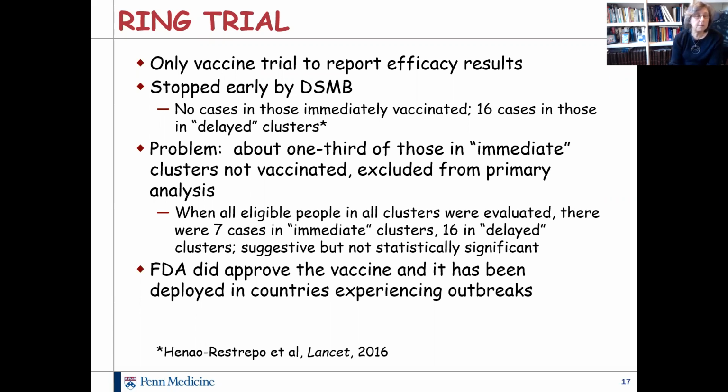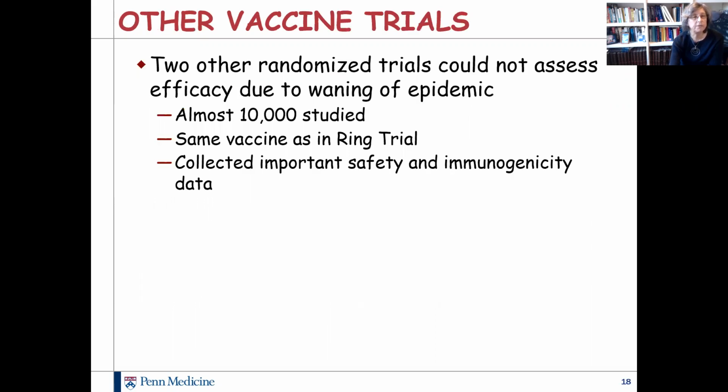When you included them, then there were 7 cases in the immediate clusters and 16 in the delayed clusters. So this was suggestive, but it didn't reach statistical significance. Nevertheless, the vaccine did get approved by the FDA, and it has been deployed in countries experiencing outbreaks. And I've given the citation to the major publication.